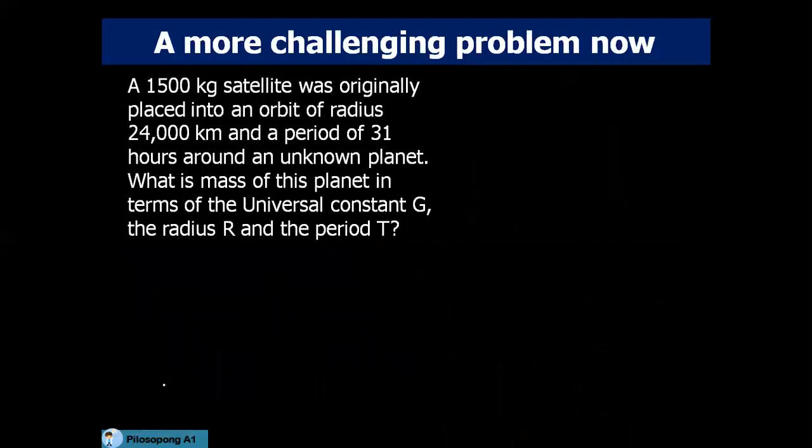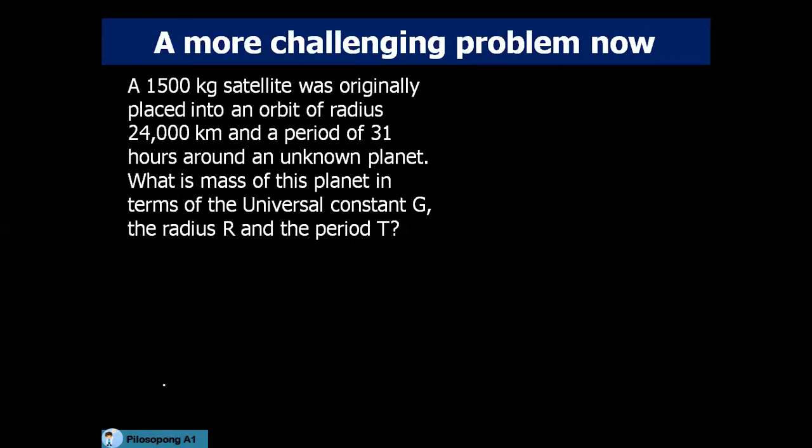Let us have our last example. So we have a 1,500 kilogram satellite that was originally placed into an orbit of radius 24,000 kilometers with a period of 31 hours around an unknown planet. What is the mass of this planet in terms of the universal constant G, the radius r, and the period T?